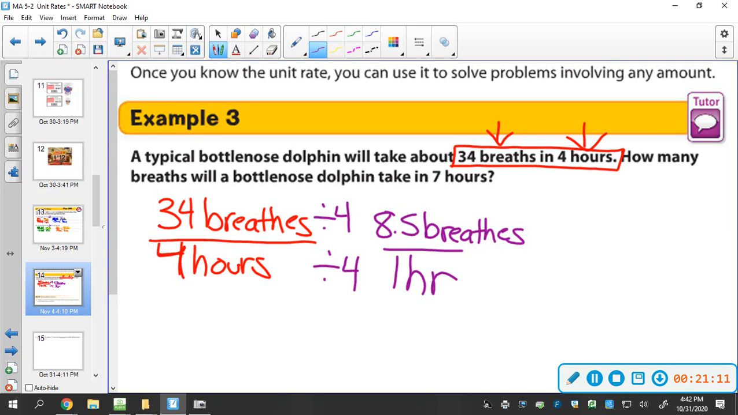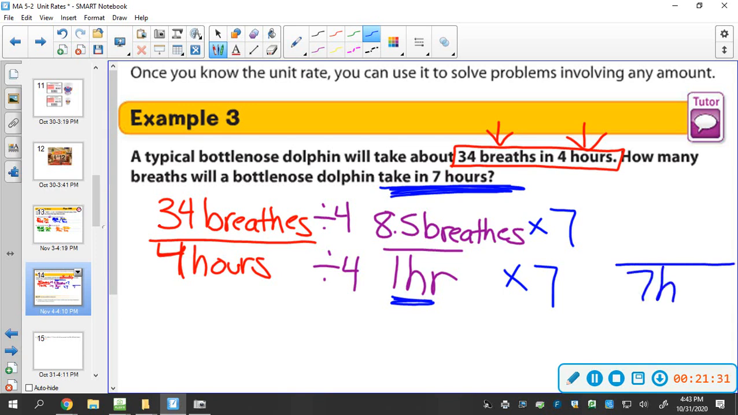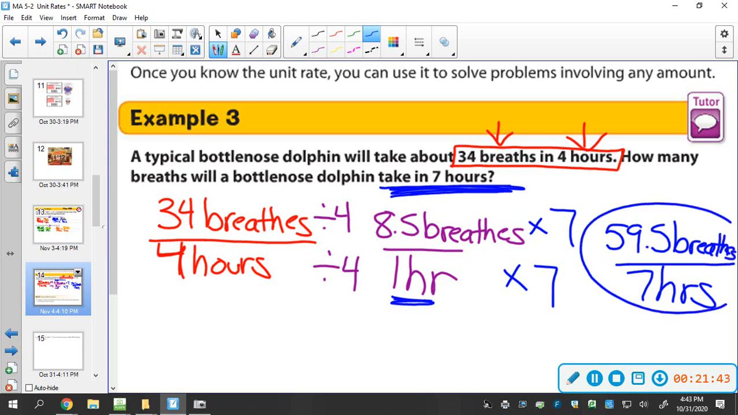Now, the second part of the question asks for 7 hours. Well, if I want to make this 1 hour into 7 hours, I multiply by 7. So times 7, because whatever I do to the bottom, I have to do to the top, tells me that in 7 hours, I would end up with 59.5 breaths. 59.5 breaths in 7 hours. That's how many a bottlenose dolphin takes in 7 hours.